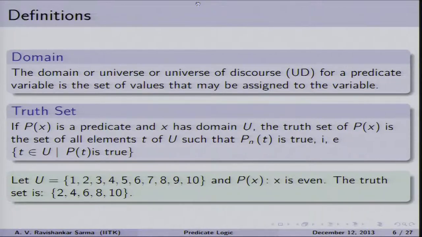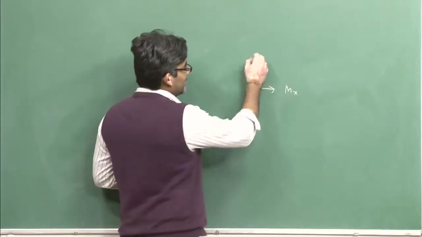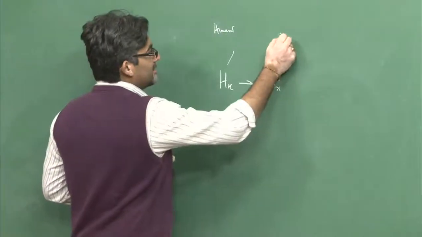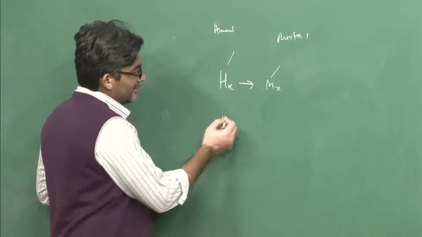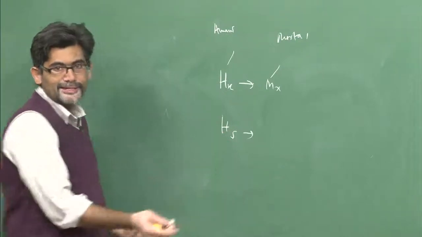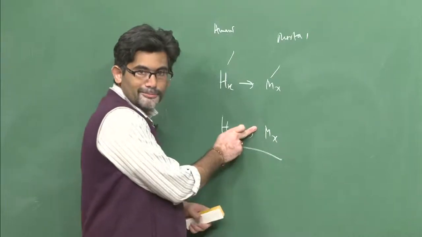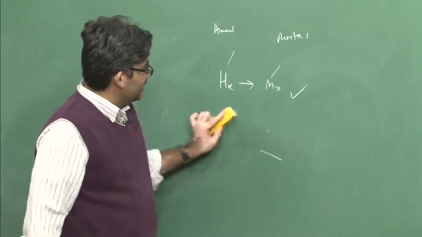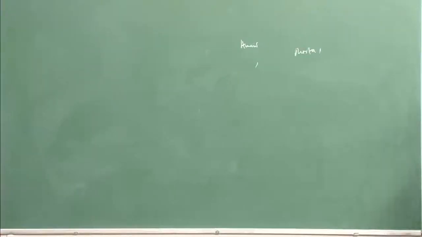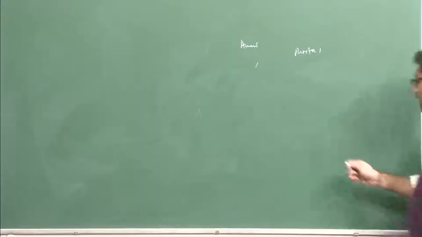For example, if you say all men are mortal, suppose H is considered to be humans and M is considered to be mortal. Now this is going to be true when you have an instance where, let us say, H(S), S stands for Socrates. It so happened that Socrates is a human being and Socrates is also mortal. In that case, this is going to be true. So this constitutes the truth set of that particular kind of predicate P(X). When it is replaced by a ground term, that P(T) has to be true. It has to be true in all the cases, then we represent it this way.